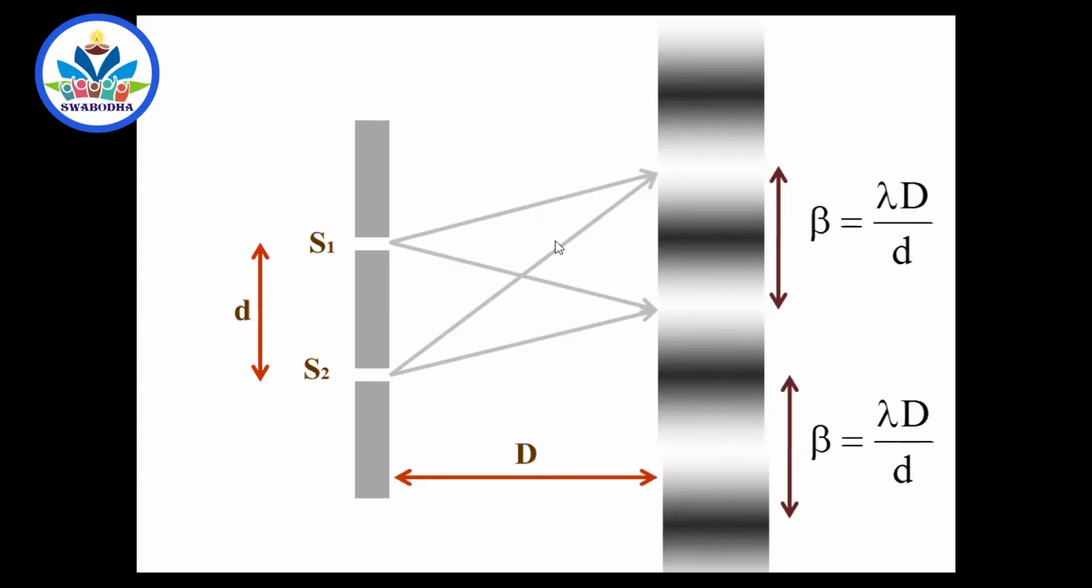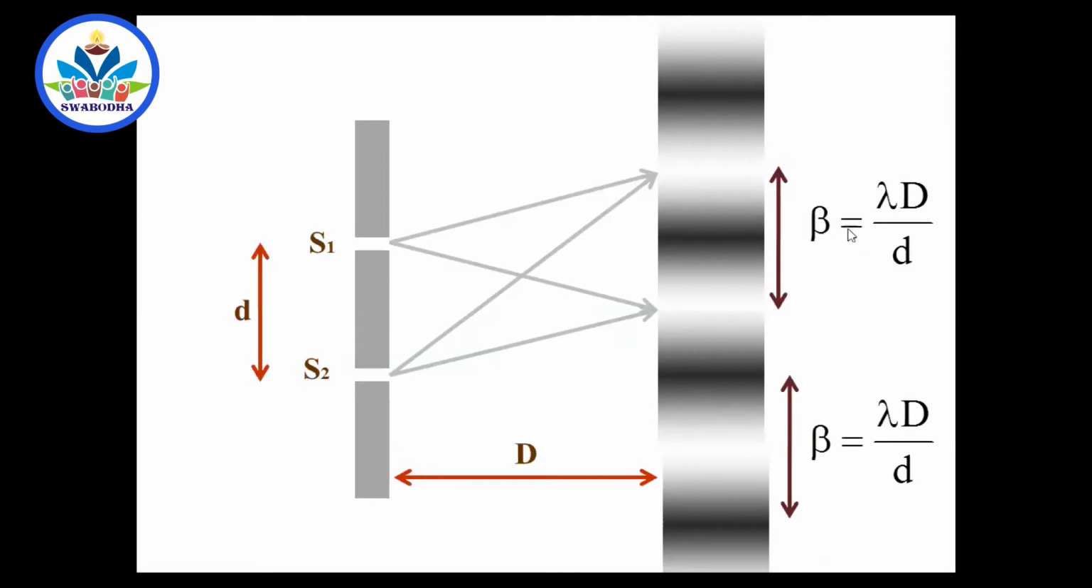So we will see how the fringes are distributed and how this formula for fringe width, which we have derived already, works. On what factors does it depend? And depending on some problems, when you solve the problems, automatically you will come to know on what factors beta depends.